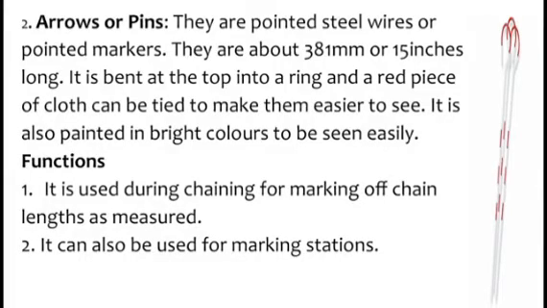We'll look at the second instrument, which is what we call the arrows or pins. They are painted steel wires or pointed markers. They are about 381 millimeters or 15 inches long. It is bent at the top into a ring, and a red piece of cloth can be tied to make them easier to see. It is also painted in bright colors to be seen easily.